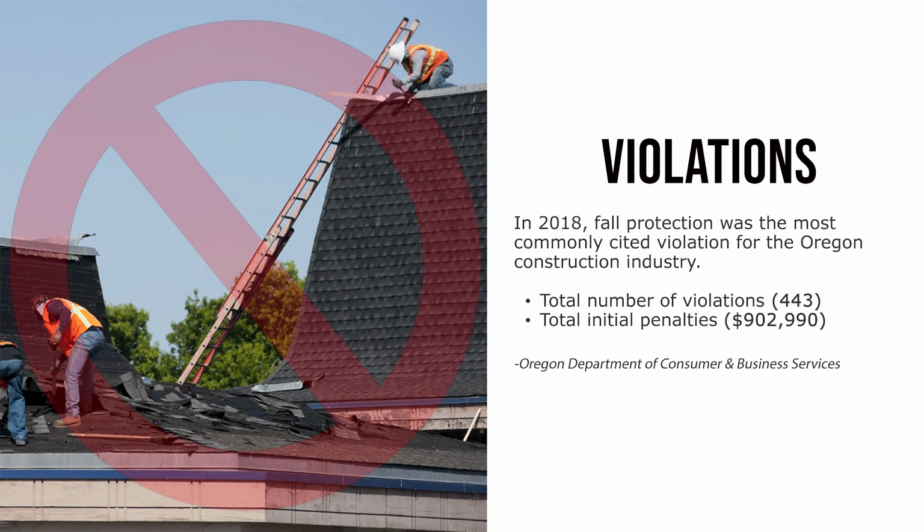In 2018, fall protection was the most commonly cited violation for the Oregon construction industry. Total number of violations, 443. Total initial penalties, $902,990.